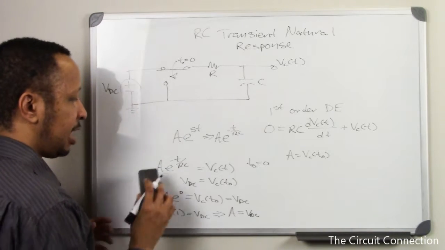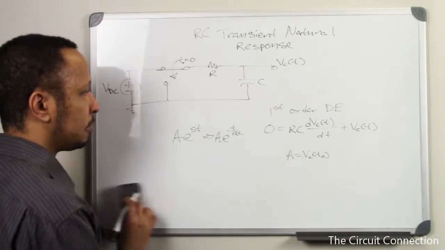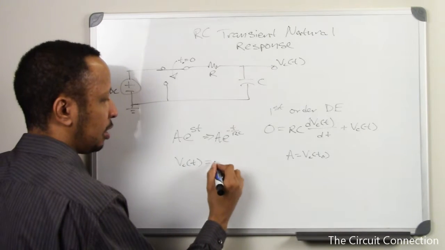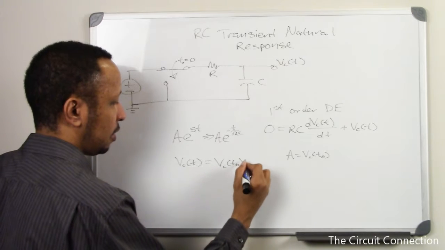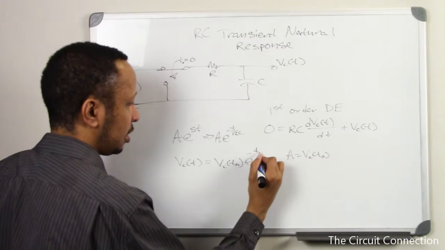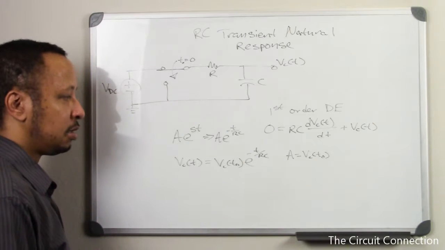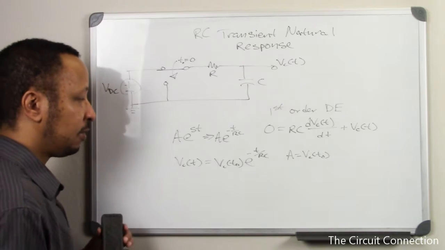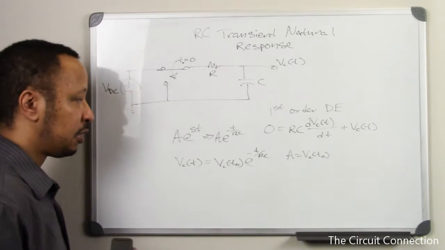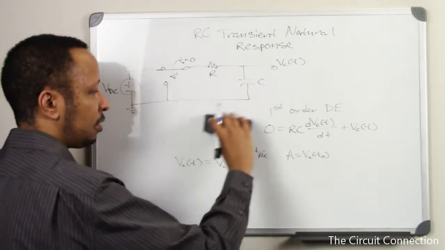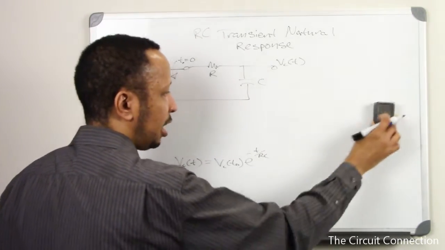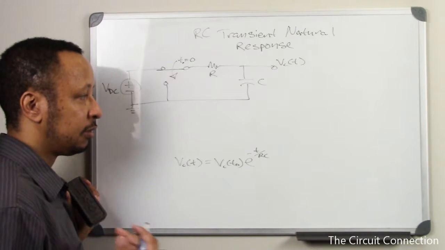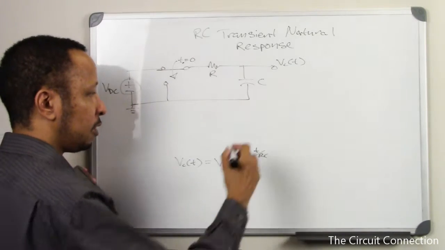So now that we have all of that said and done, Vc of t is equal to Vc of t sub 0 times e to the negative t over RC. Now, what is the significance of this s, and why did I use s? Well, because that's the root of the equation. This will just be an extra note, and it will be more important as you proceed onward in your studies.